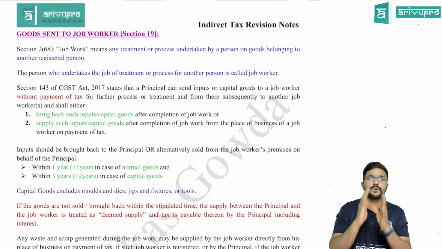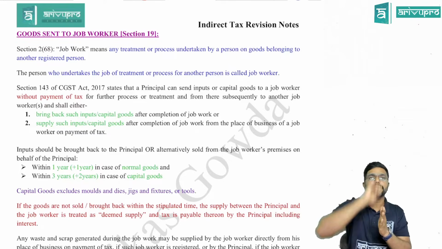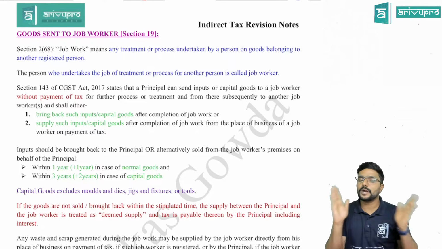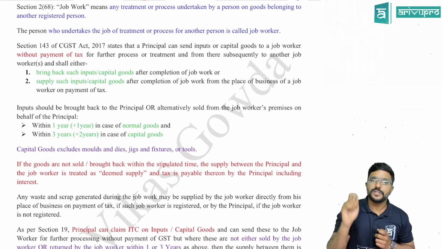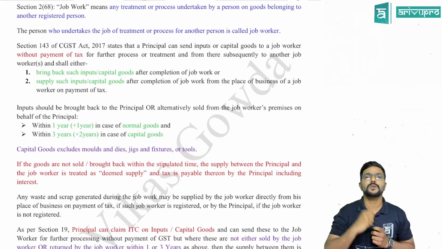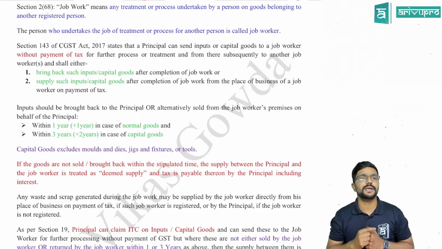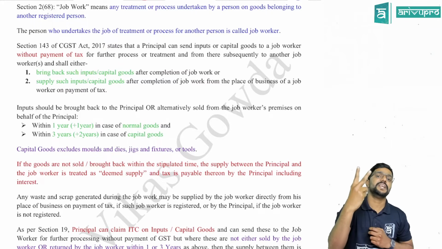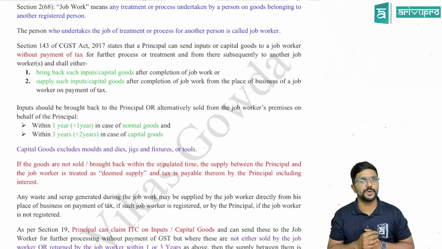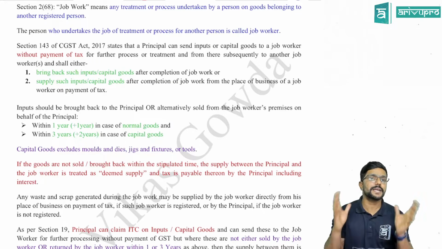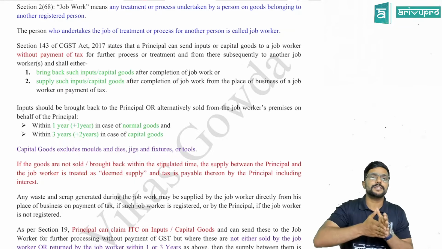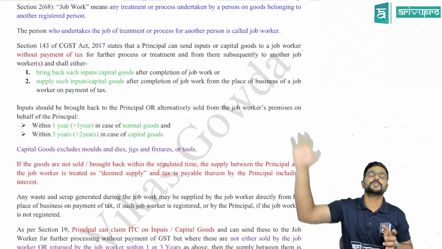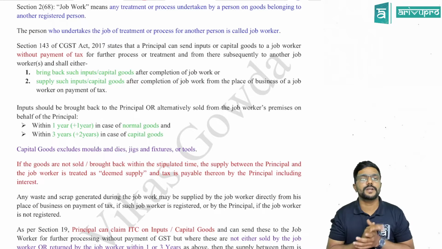So at the time when the goods are sent by principal or directly from the supplier's place to job worker, it will not be considered as supply. But if the goods are not taken back within 1 year, in case of normal goods, which can be extended for another 1 year, and in case of capital goods within 3 years, which can be further extended for another 2 years, the principal will have two options: either to take back the goods or to directly supply the goods from the job worker's place.